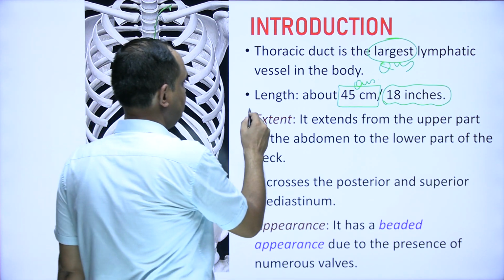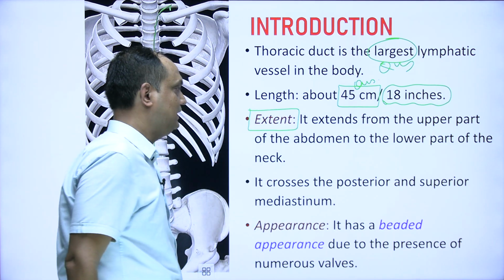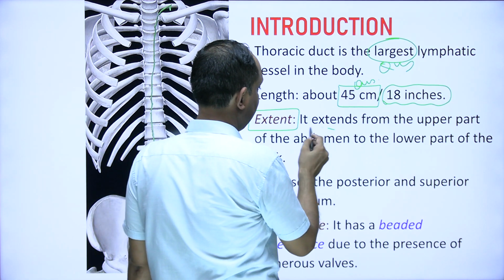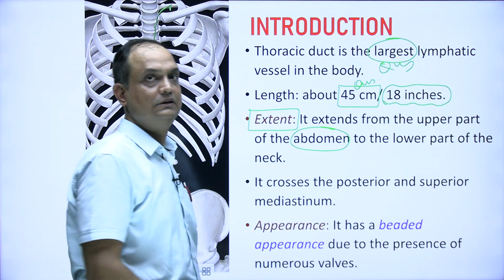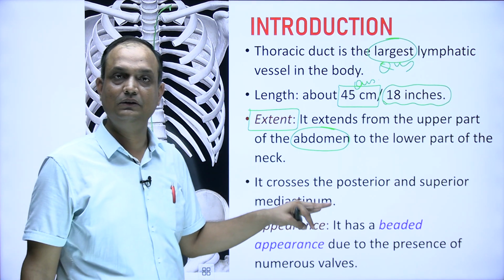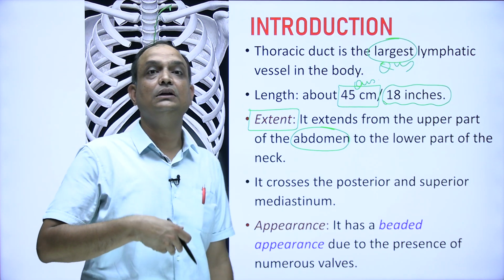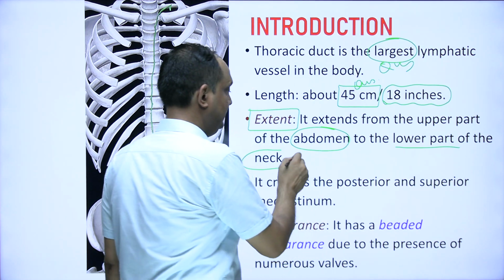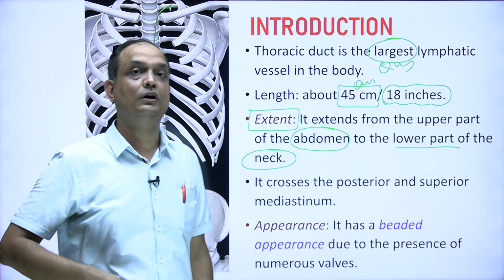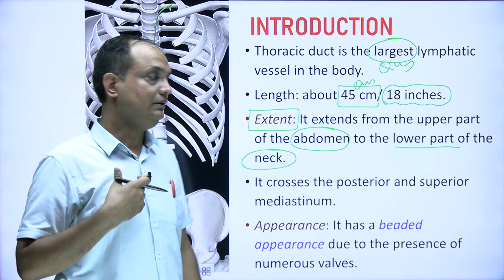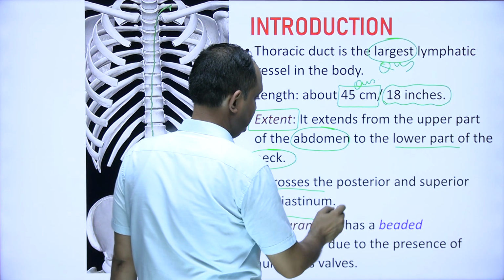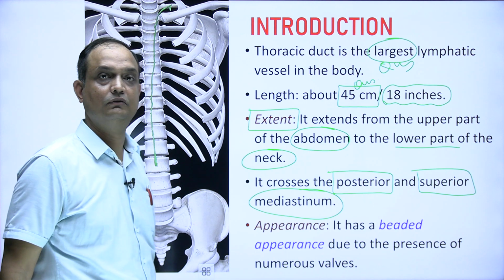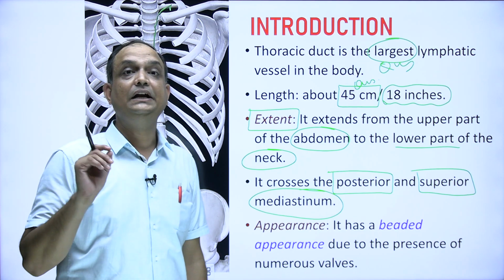Then, when you see the extension of the thoracic duct, it starts from the upper part of the abdomen. So, this is again the next question: what is the point of beginning of the thoracic duct? It begins in the abdomen, enters into the thorax, and ultimately reaches up to the lower part of the neck where it terminates. While passing from the abdomen to the neck, it crosses two mediastina. One is the posterior mediastinum and another is the superior mediastinum of your thorax, and it is beaded in appearance.